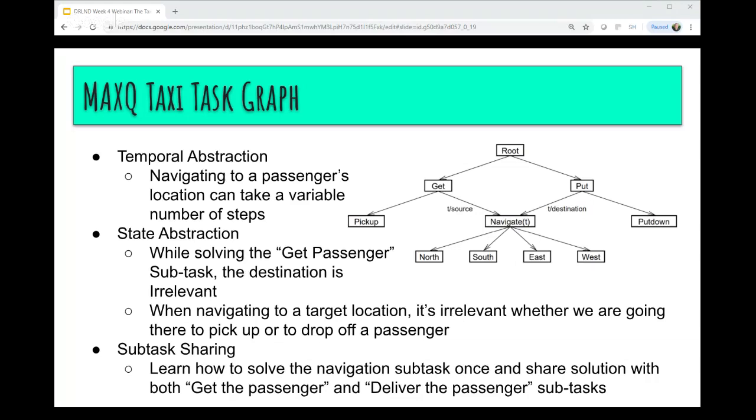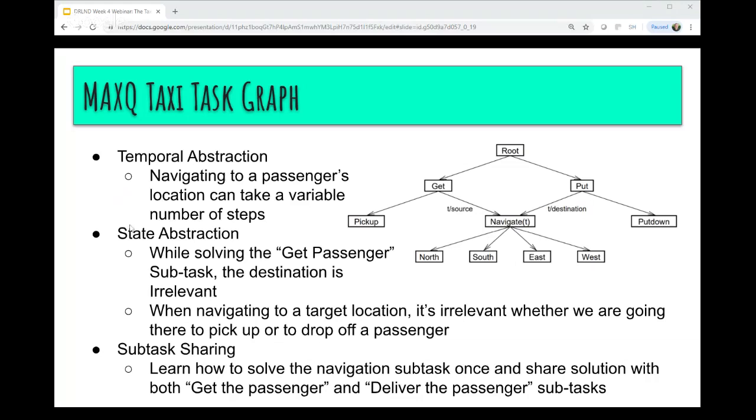The second abstraction they talk about is a state abstraction, and this is probably the most powerful one, I think, of the mechanisms. As an example, when you're solving the get passenger subtask, the destination doesn't matter because you're trying to find out where the passenger is and get the passenger. Similarly, for the put passenger task, it doesn't matter where the passenger started from. It only matters what the destination was.